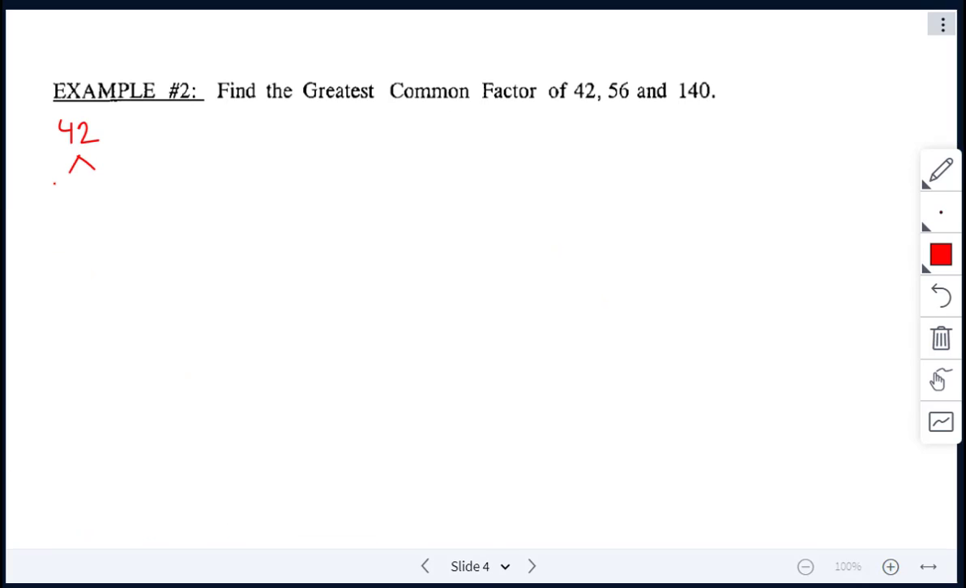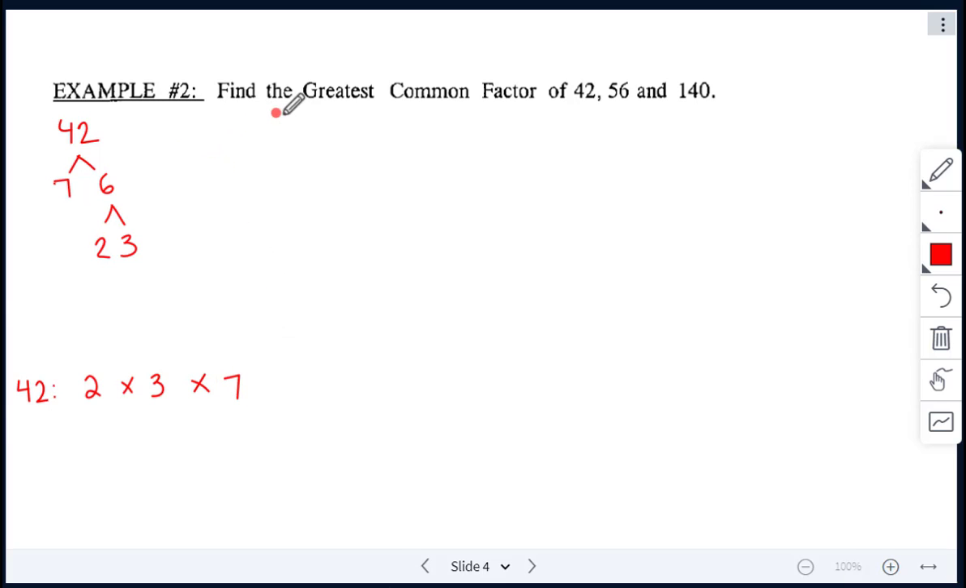So second example, we're going to find the greatest common factor of 42, 56, and 140. So we're starting by prime factorizing each number. For 42, I'm going to use 7 and 6, and then 2 and 3. So that's complete for 42. I'm just going to write it out here. For 42, we have 2 times 3 times 7.